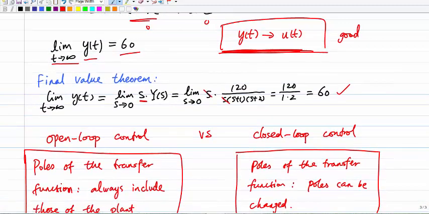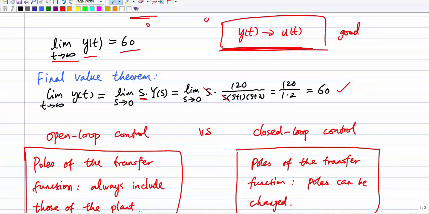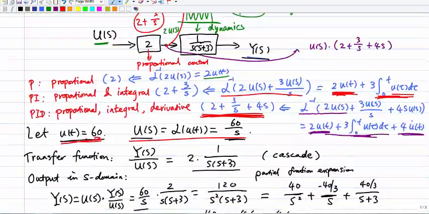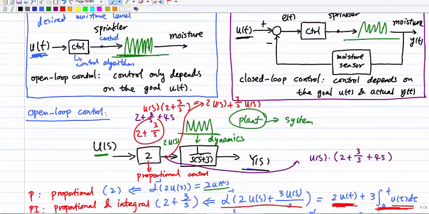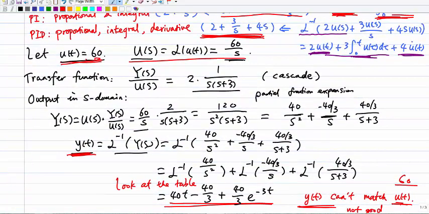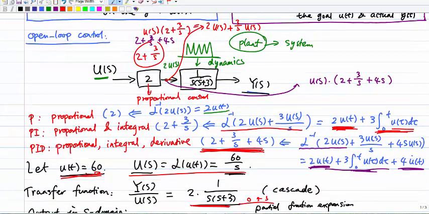Okay, now let's do a summary about open loop control and closed loop control. For open loop control, typically the poles of the transfer function will always include those of the plant. For example, if I go back over here and talk about the plant, my plant has 1 over s times s plus 3, so the poles are s is 0 and s is minus 3. If I look at the P control, my transfer function is this, so the poles will be 0 and minus 3. So my original system's poles are also included, 0 and minus 3. It's already over here.